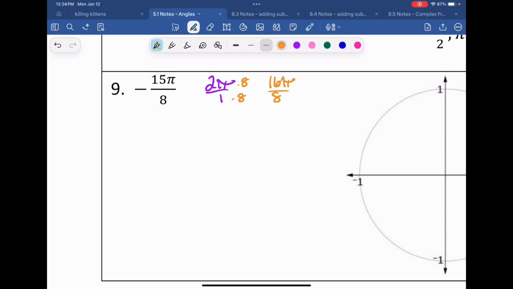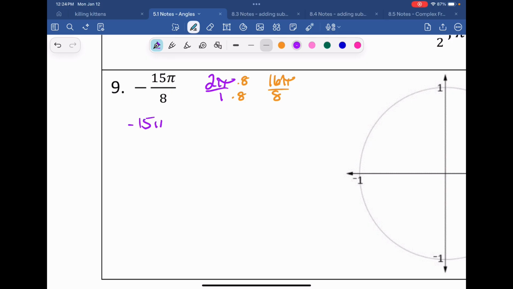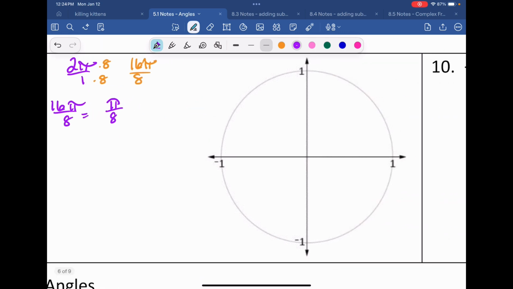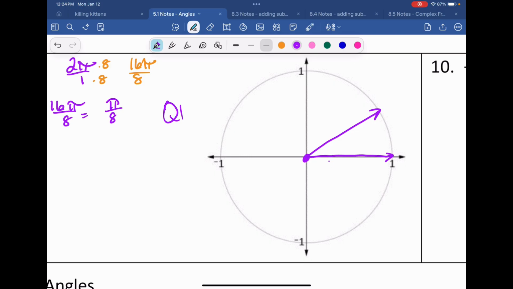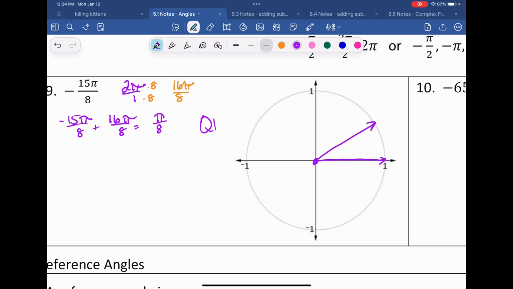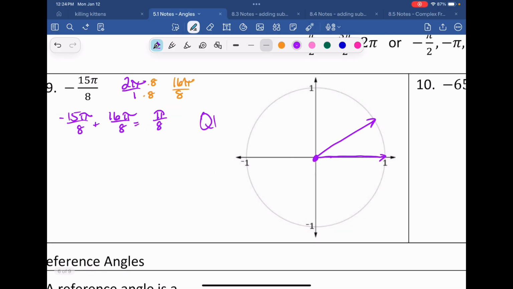And then I'm going to add, that's going to give me pi over 8. Okay, pi over 8 is going to terminate in quadrant 1 because it's little. But I got to go all the way around. Oops, that's a lie. Oh, no, that's right. We end up right there.